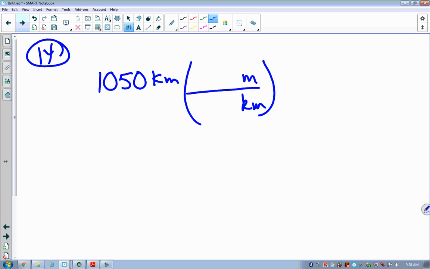Okay, 1 kilometer equals 0.62 miles. So which is bigger, a kilometer or a mile? A mile is bigger. Okay, but I guess what we're going to do, because it's still equal to 1, is we're going to do 1 kilometer, 0.62. Even though a mile is bigger, my conversion factor is 0.62 over 1. Does this make sense? Okay, so we're going to take 1,050 times 0.62. Okay, 651 miles.